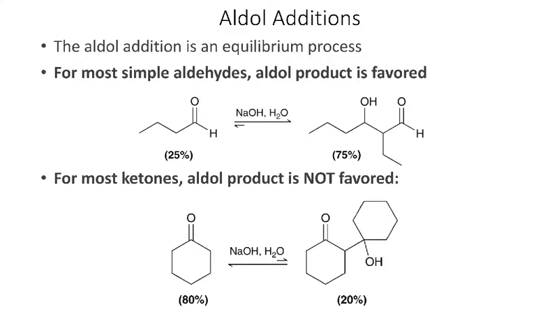All right, now this reaction generally does not go to completion. It's an equilibrium process. Now, for most simple aldehydes, the aldol product is favored. But for most ketones, the aldol product is not favored, and the yields are relatively low. And the ketone, the starting material, is in fact favored at equilibrium.